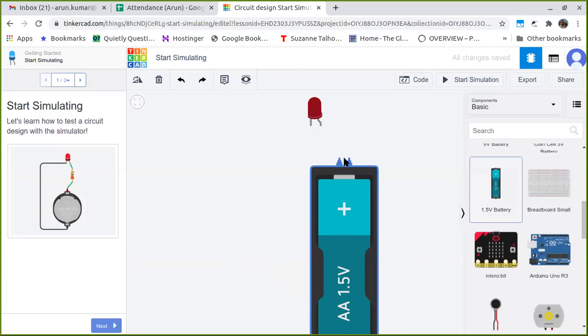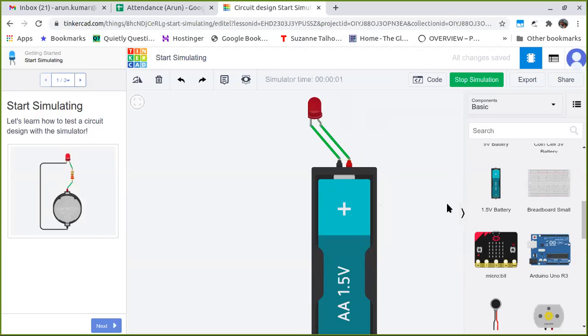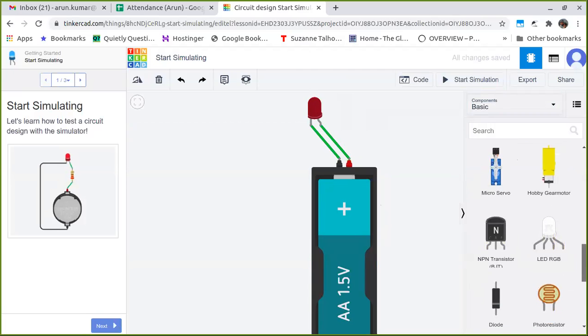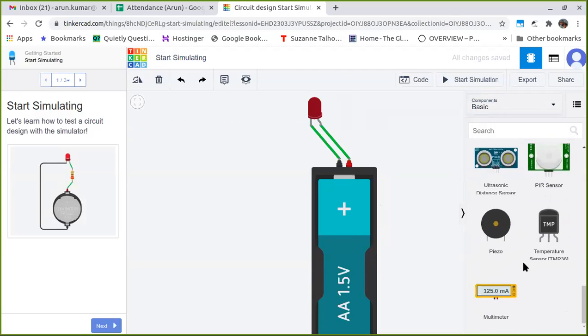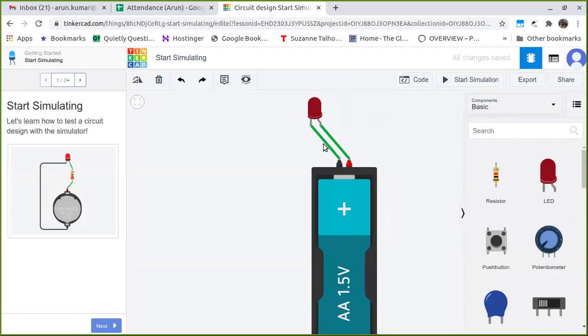I put a 1.5 volt battery instead of the coin battery. Okay, and I start the simulation. Nothing. Then I realized that the coin battery was a 3 volt battery. So the voltage is not sufficient for the LED to work.